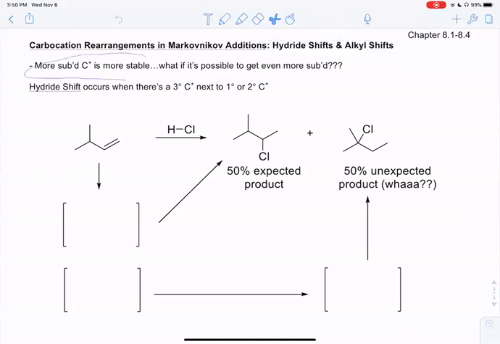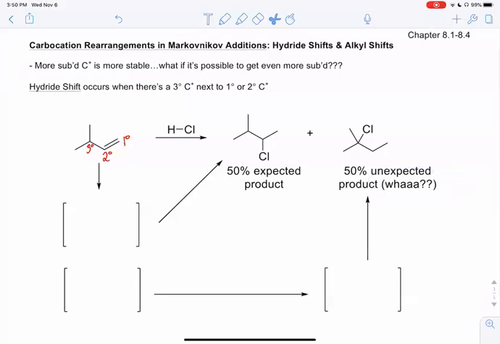And the objective is going to be really simple: what if it's possible to get an even more highly substituted carbon? And so this comes up in examples like you see below, where we have a primary carbon, a secondary carbon, and ooh, check it out, a tertiary carbon nearby. And here we have the products that are given, so you can get an idea that it's not just the one expected product. This is a somewhat unexpected product, and maybe we're surprised and we go, what?